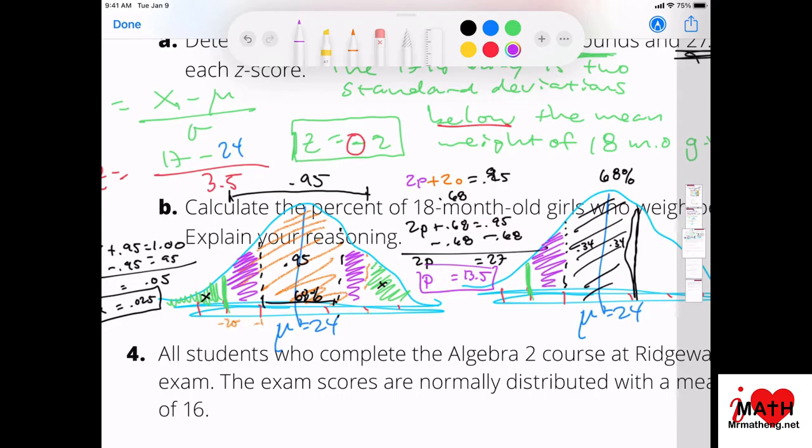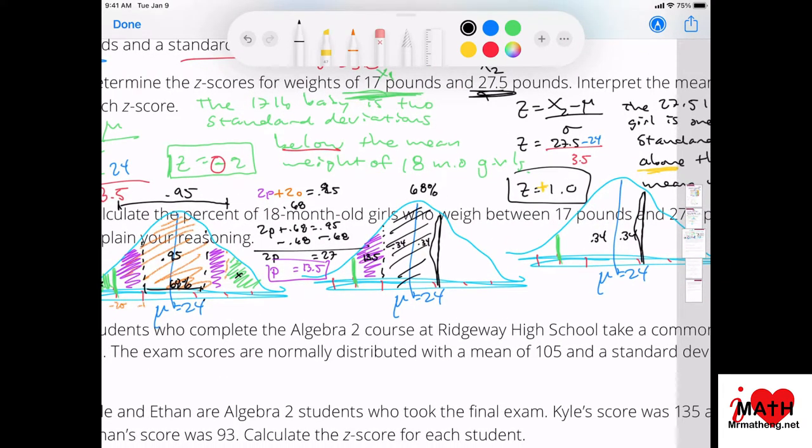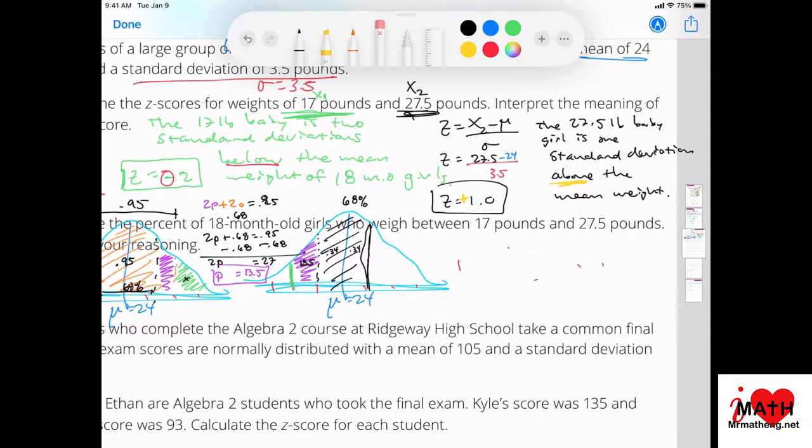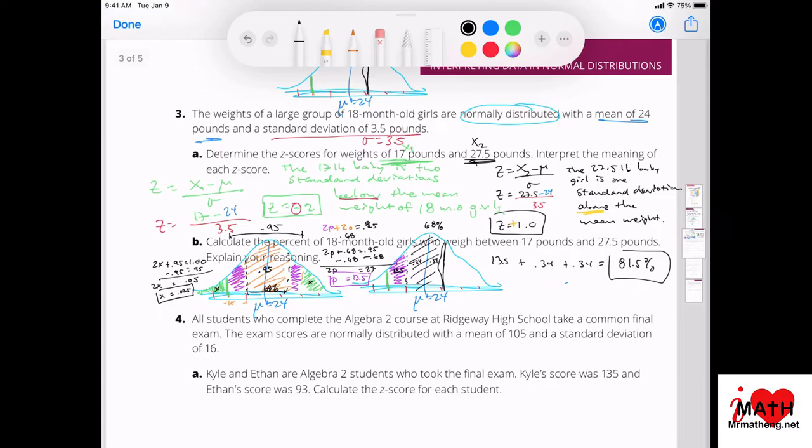Okay, so let's kind of put this all together. Over here on this one, this is what I need. I have 13.5 plus 34 plus 34, or 13.5 plus 68. I guess I didn't really need this one. So here's my math. 0.34 plus 0.34 plus 13.5 gives me 81.5% is my answer. Okay, what part did I not need? I did not need to find the green tails. And that was number 3B.